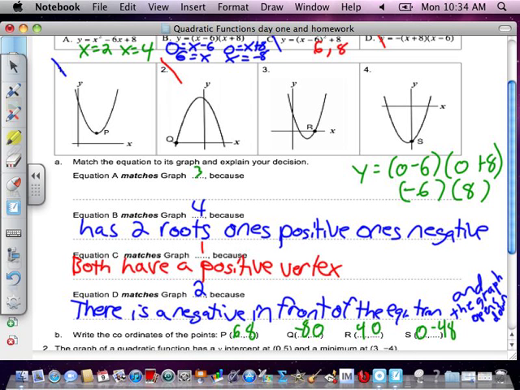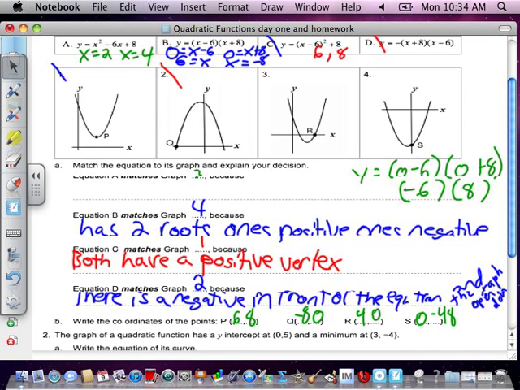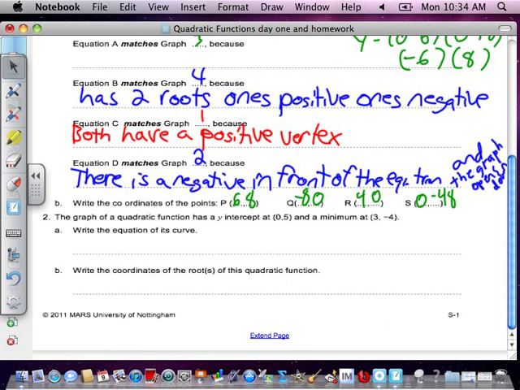I am going to do number 2. We're going to do number 2 together. I need you to pay close attention because when I'm finished with this, I'm going to give you a problem like this.